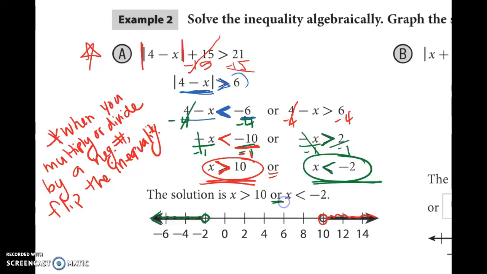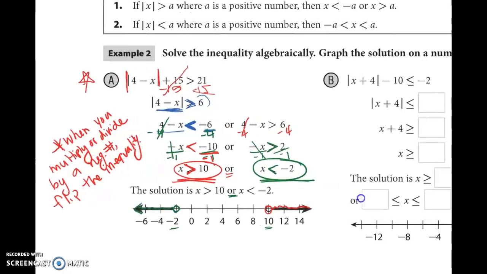So this is my OR statement. Right? They're going in opposite directions. We're not looking for where they intersect. We're looking for which values make this statement true, which is an OR statement in this case. The values could be less than -2, or the values could be greater than 10. Remember, it cannot equal 10 and it cannot equal -2. Those are open circles and are not inclusive.